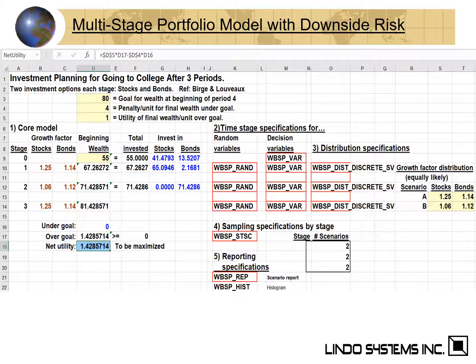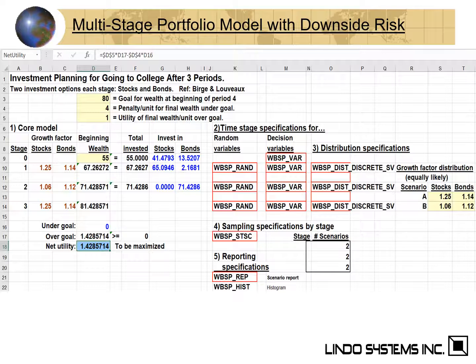Our next problem is a multi-stage decision making under uncertainty problem. We would like to save and invest some money in order to put our child through college in 3 years from now, or 3 periods from now. So we feel that we would need $80,000 in order to be properly prepared. So up there in row 3 of the spreadsheet, we've got the 80 for the goal for wealth at the beginning of period 4, 3 periods from now.